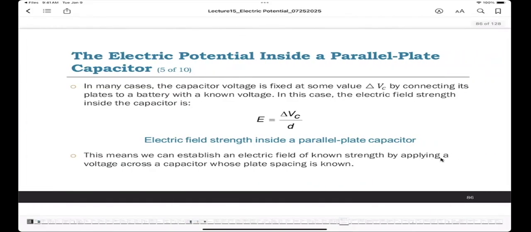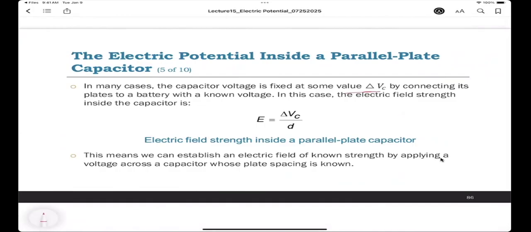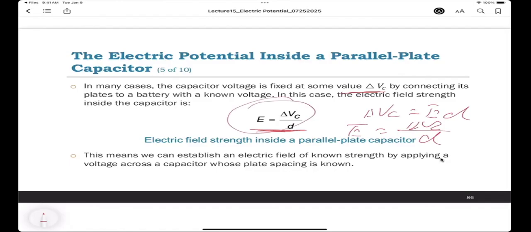Okay. And in many cases, the capacitor voltage is fixed at some value, delta V_C, by connecting its plates to a battery with a known voltage. In this case, the electric field strength inside the capacitor is this one, because delta V_C equals ED. So the electric field E equals delta V_C divided by D. The electric field strength inside a parallel plate capacitor can be represented using this equation.